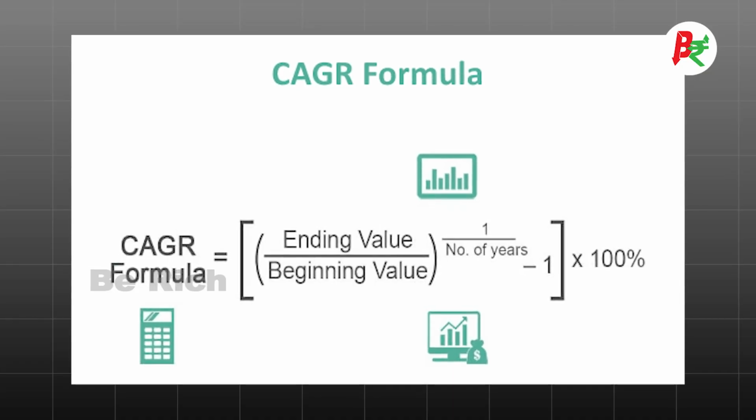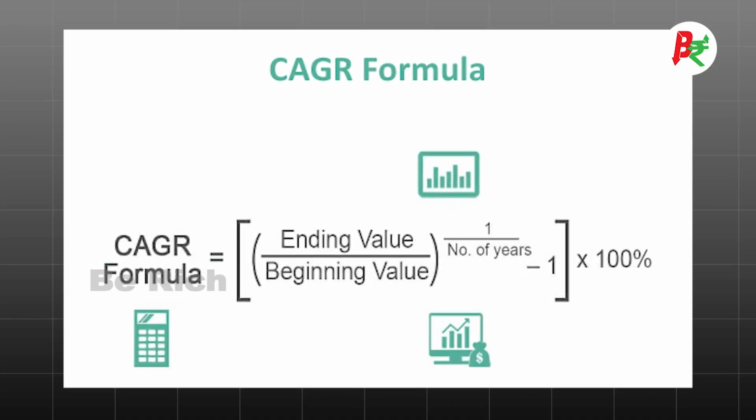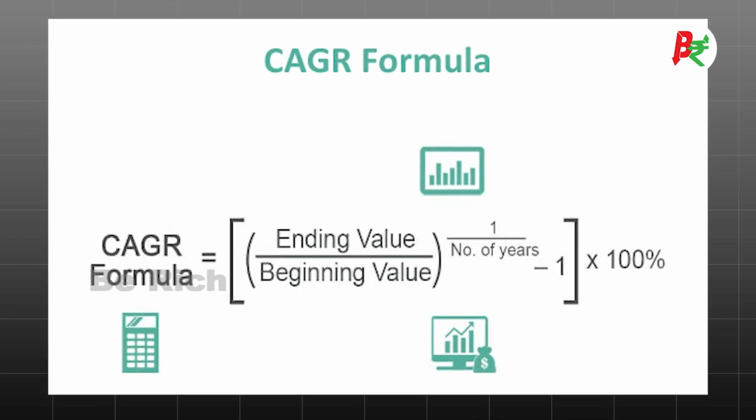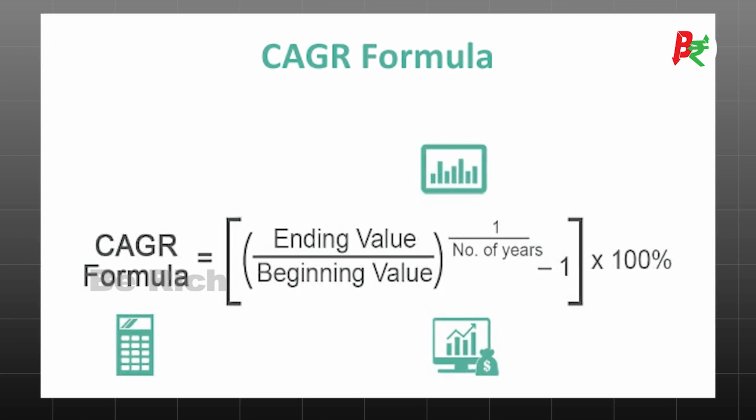Okay. The reason why I prefer CAGR is that the CAGR calculation is very simple. You take the final value divided by the initial value, take it to the power of 1 by the number of years, minus 1. Okay. And it's as simple as that. It's a very easy formula to use.